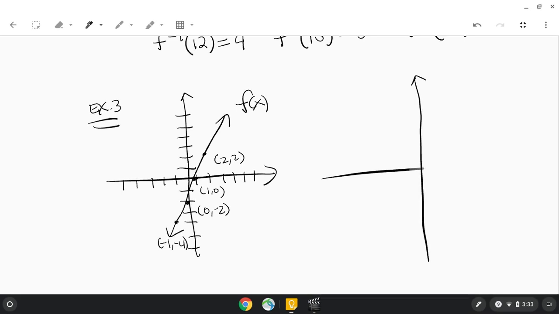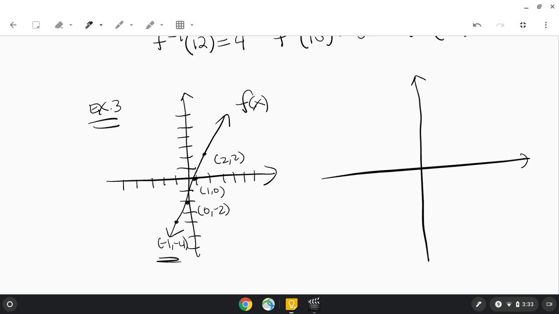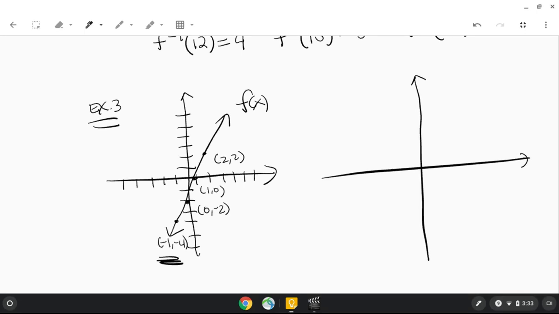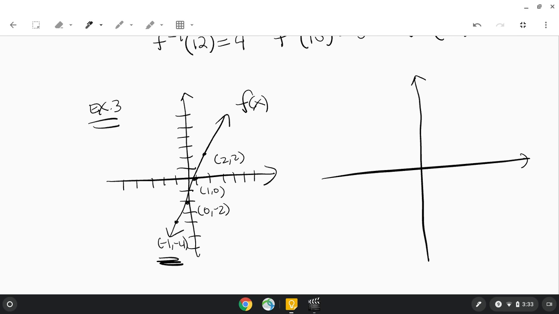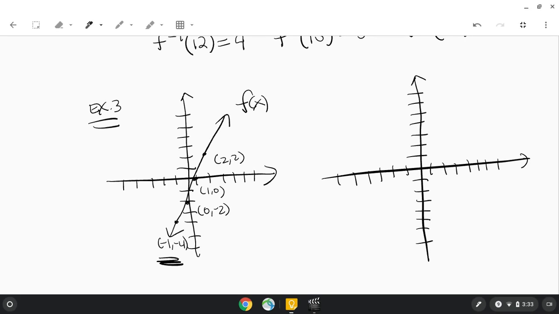So if this is f of x, then over here, when you graph the inverse, again, for the inverse, your x and y's are going to switch. So instead of having -1, -4, they're going to switch. So we're going to have -4, -1.